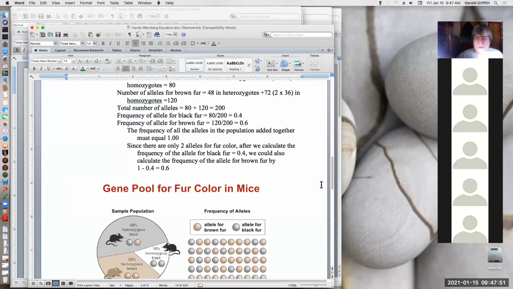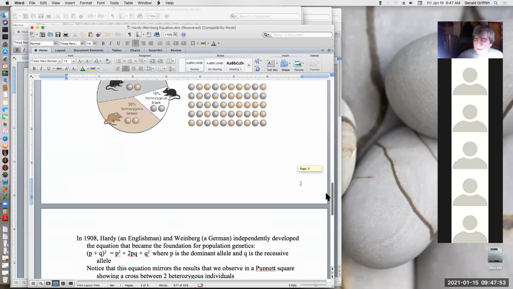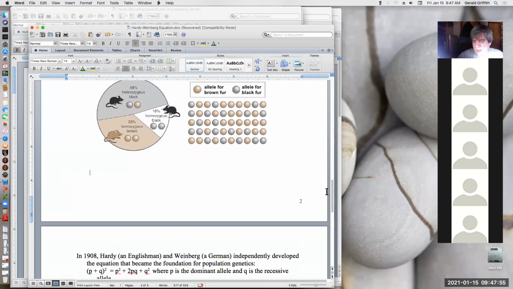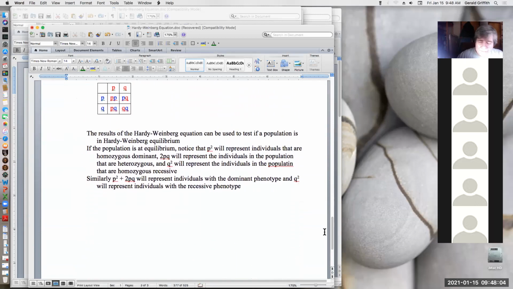So we want to make sure that we always start with the recessive phenotype and use that to find the recessive allele. Depending on what information we're given, we may have to do a step or two to figure out what frequency of individuals show the recessive phenotype. But once we figure that out, that's where we want to use that information to find the recessive allele frequency.